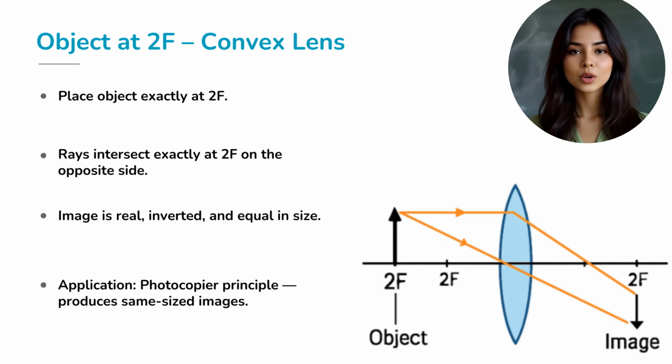Imagine if the copier got it wrong, one day your notes might come out the size of a billboard and the next day too tiny to read. Thankfully, lenses obey physics, not moods. So to summarize, object at 2f gives image at 2f: real, inverted, and equal in size. This is the perfect balance case and a very important one to remember.